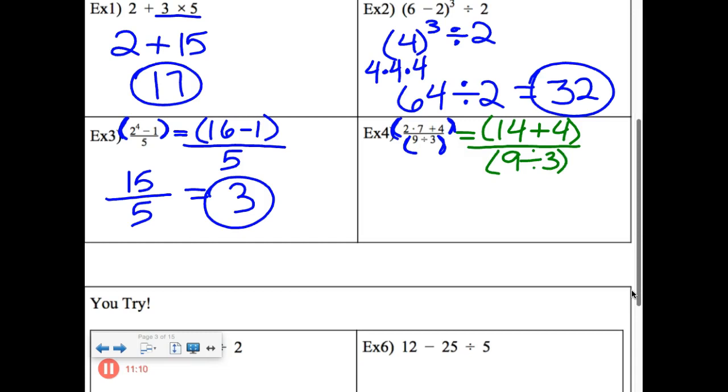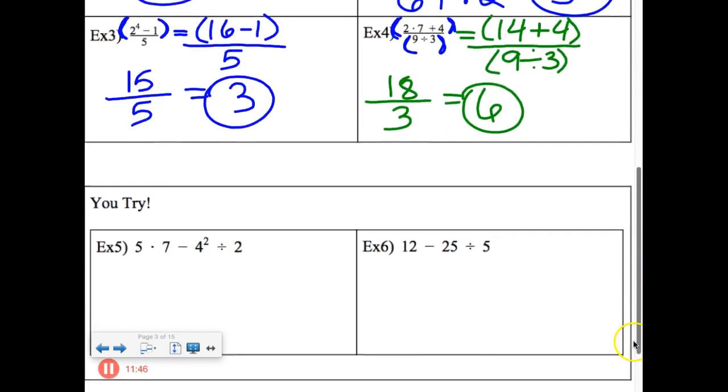Okay. So now on top, we have 14 plus 4. So we know 14 plus 4, that's going to give us 18. And you know what? Let's get crazy. Let's do the bottom as well. So we know 9 divided by 3 is going to give us 3. Okay. So now that I have a number on top and a number on bottom, we are now able to divide. So I have 18 divided by 3, which is going to give us 6. And there we go. All right, so that was order of operations.